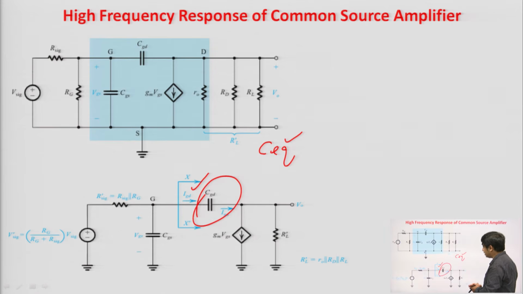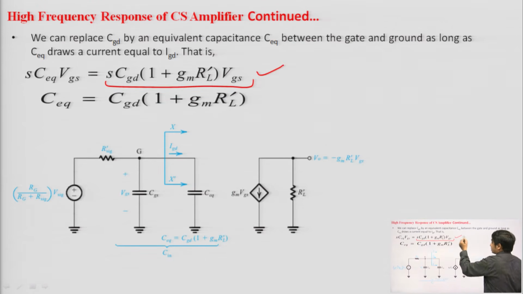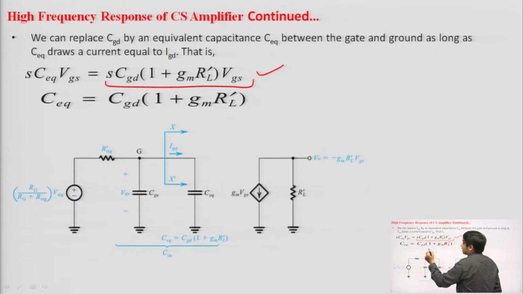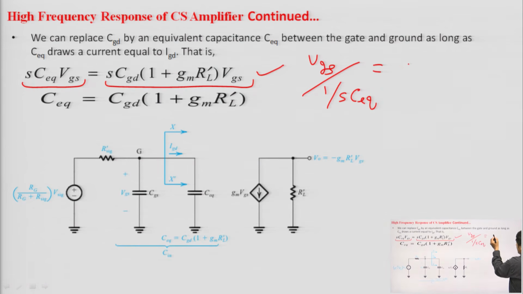So, we can replace this CGD with C equivalent connected between gate and source, that is gate and ground, because the source is grounded, with the condition that the same current should flow through this C equivalent. So, we can write it like this. Already we have calculated the value of IGD, the current flowing through CGD. Now, the current flowing through C equivalent will be equal to VGS upon the capacitive impedance, which is 1 by SC equivalent. So, it can be written as SC equivalent into VGS.